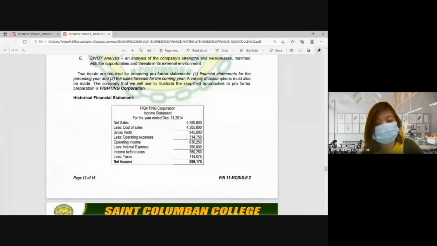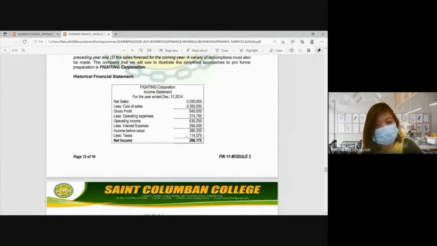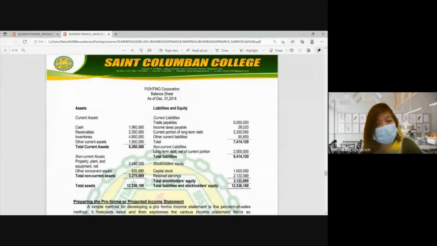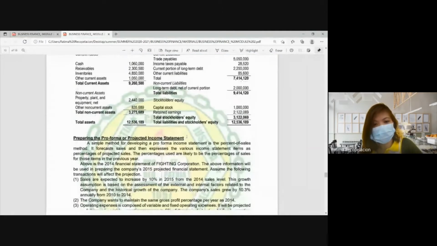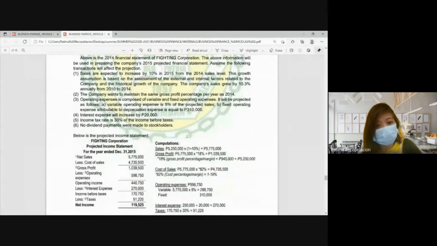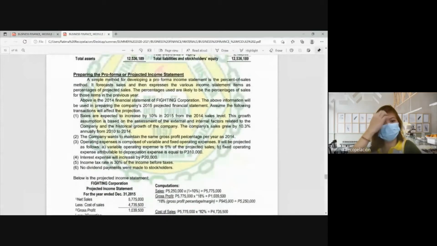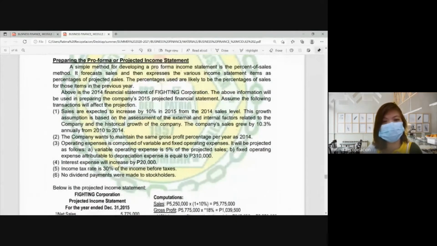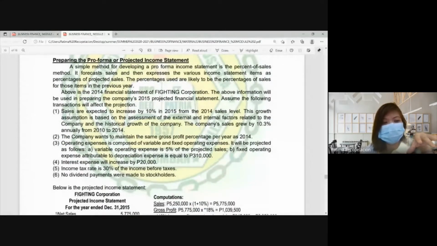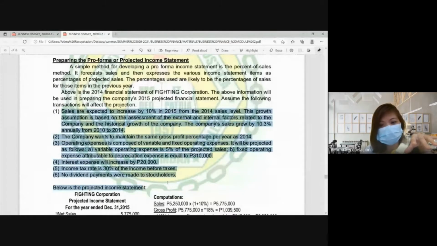Okay, so this is the Fighting Corporation. Its income statement first, then followed by its balance sheet. When we project or when we forecast, we go back to our assumption and then we compute. So let's try this one. Let's try 6 assumptions. These are the assumptions.